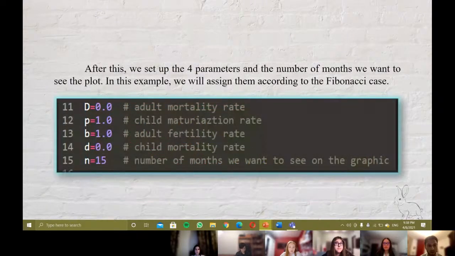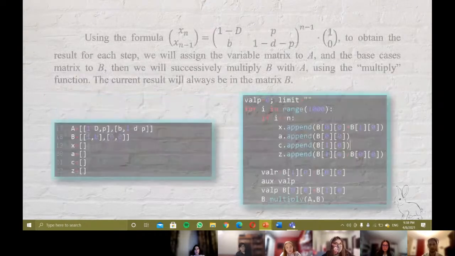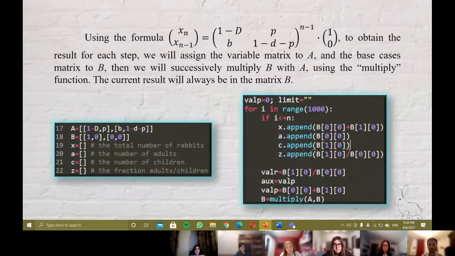After this, we set up the 4 parameters. So we have capital D, the adult mortality rate, P, the child maturization rate, B, adult fertility rate, and d, the child mortality rate. In this case, we took the Fibonacci example. And we note with n the number of months we want to see the graphic. Now, using the formula xn minus 1 equals 1 minus d, p, b, 1 minus d minus p to the power of n minus 1 multiplied by 1, 0, to obtain the result for each step, we'll assign the variable matrix to A, and we will memorize the result in the matrix B, which for beginning we have A1 equal with 1.